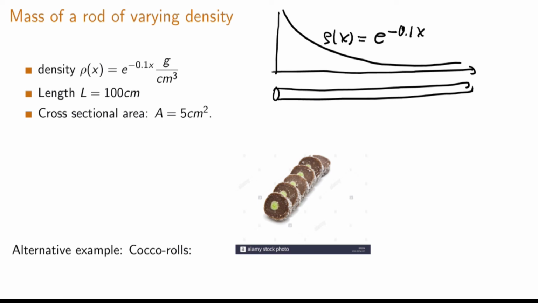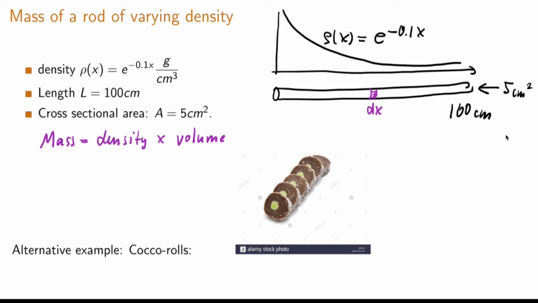Let's add some numbers here. So the length of this rod is 100 centimeters, and the area, so meaning this area, if you look from the very front, is 5 centimeters square. So now we're going to use the slicing method to find the total mass of this rod. So which means we take a small element here, which we call dx. And the mass in this little volume, the mass is density times volume.